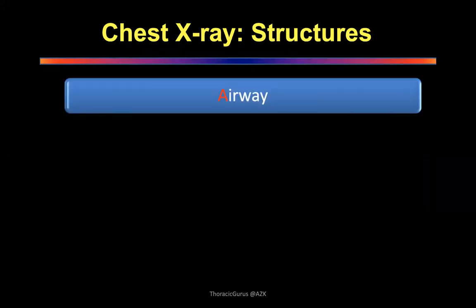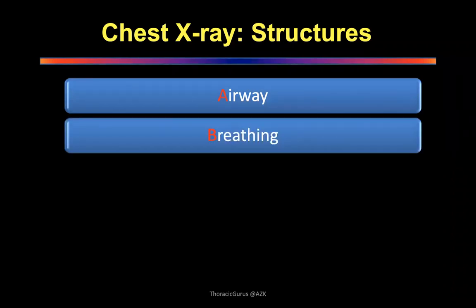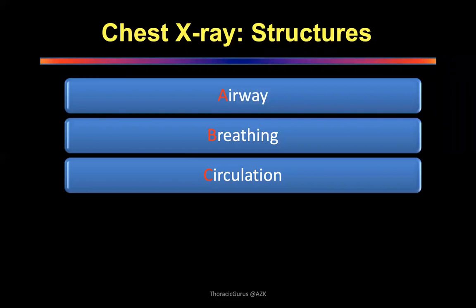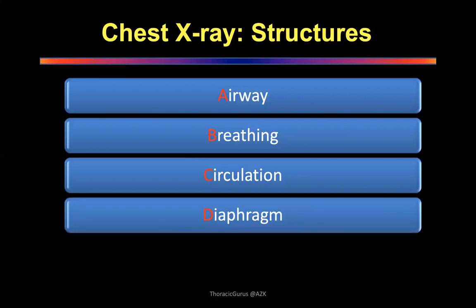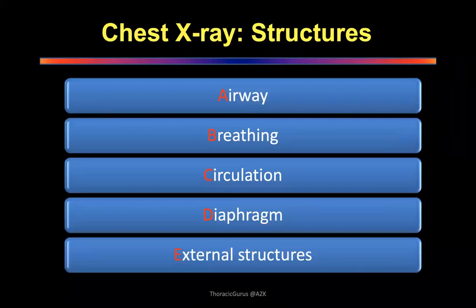Okay. When you're looking at structures, follow A, B, C, D, E. This is the easiest way. You will never miss anything if you follow A, B, C, D, E. Airway, breathing, which is lung, circulation, which is the heart, diaphragm, and external structures. Very easy. Even when you're doing CT scans, follow A, B, C, D, E. Airway, breathing, lungs, circulation, which is the heart and the mediastinum, diaphragm, and external structures. Okay? And now we'll go through each one of them.